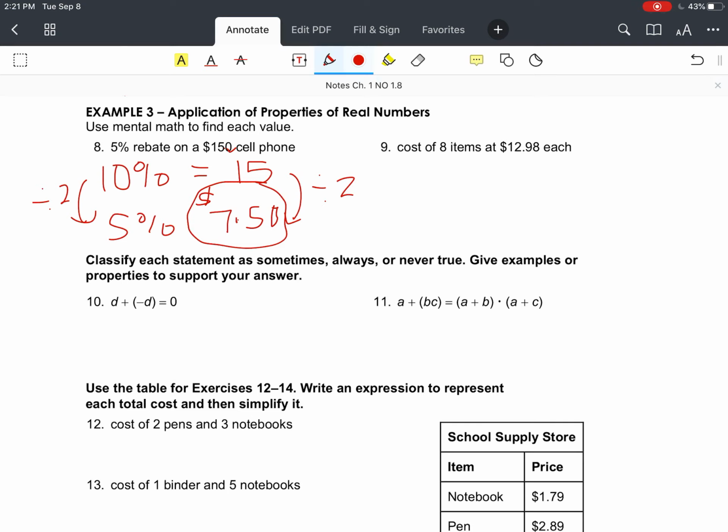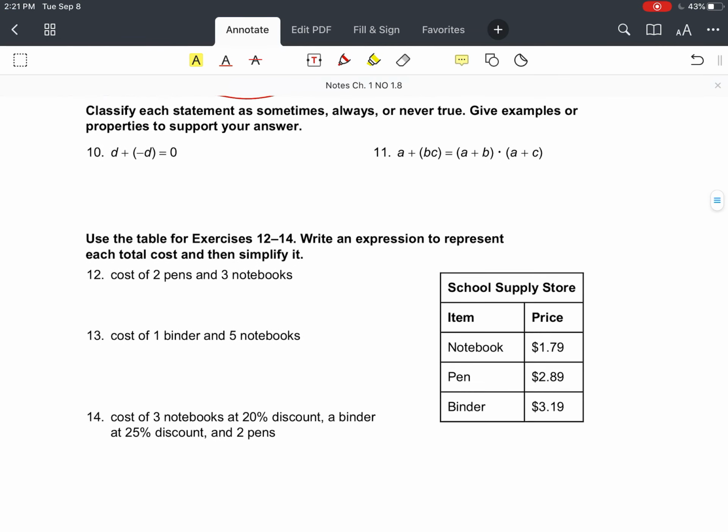Pause the video and try number 9. Is there a mental math way you can find the cost of 8 items? Again, you might not do it the way I do it, and that's perfectly fine, as long as you're getting to the correct answer at the end.